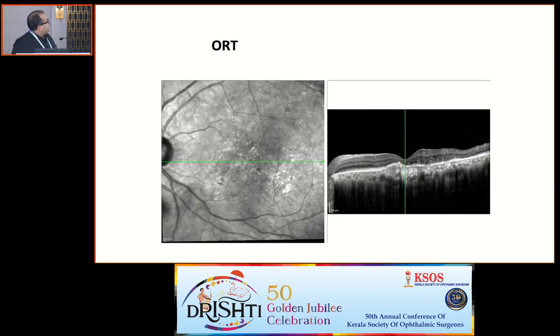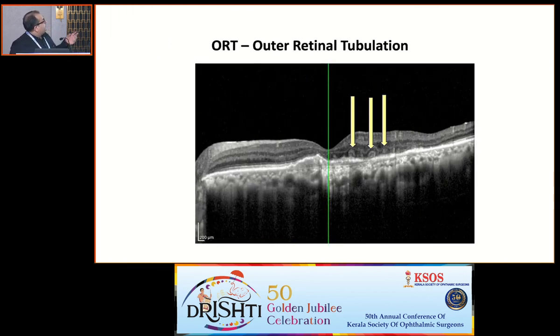This is a very recent addition to the vocabulary. It is called ORT, the outer retinal tubulation. This is generally seen in the last stage of macular neovascularization along with scarred AMD.